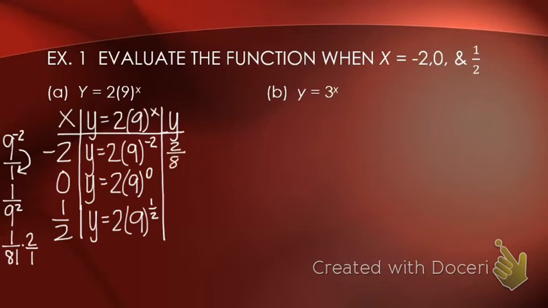2 over 81. So that's our first y value. Now, let me teach you a shortcut here, all right? And this will work with what we did the other day, all right? But now we're kind of moving forward, so we're going to be seeing negative exponents in problems. So let me teach you a shortcut, all right?